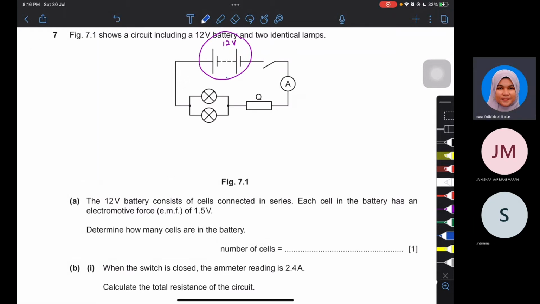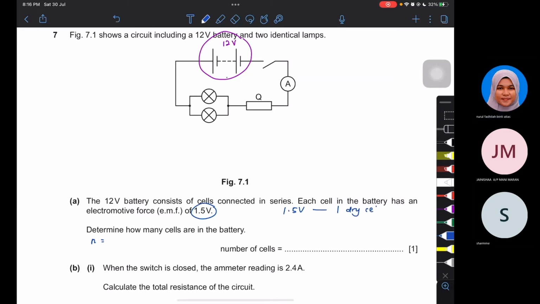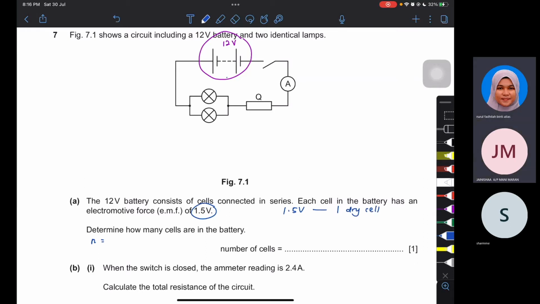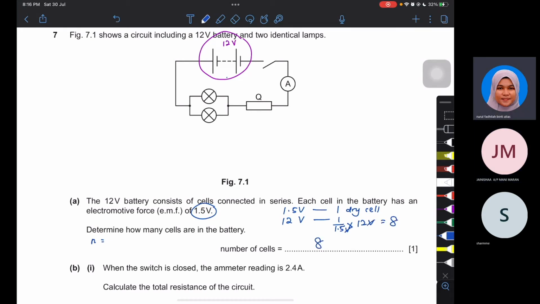Kalau 1 is 1.5, jadi nak nampakkan number of ni berapa? Dia macam ni lah, 1.5 volts untuk 1 dry cell. Betul tak? Jadi kita sekarang ada berapa? Kita ada 12 volt. Jadi kalau 12 volt, macam mana nak capai? 1 over 1.5 times 12 volt. Okay, jawapan dia 8. Ada 8 dry cells.